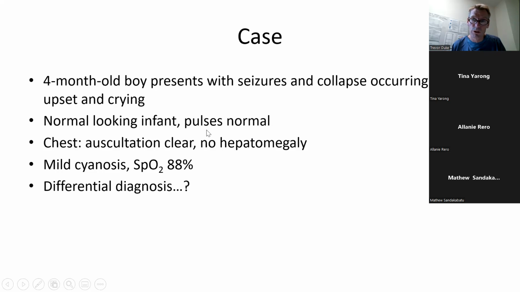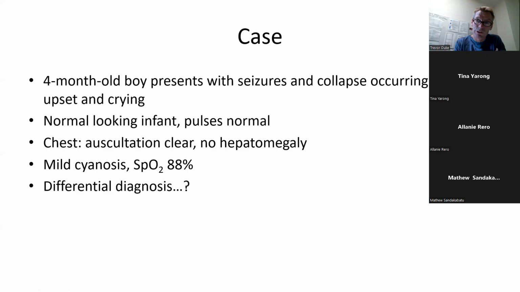His pulses looked normal. He was only mildly cyanosed, very hard to tell. His chest sounded clear. He didn't have much in the way of respiratory distress. There was no hepatomegaly to suggest heart failure. You could have thought he was pink looking or only mildly cyanosed, but when his saturations were measured, they were 88%. So his saturations are down a bit. What do you think? I guess what I'm wanting you to think is broadly about the differential diagnosis of this.